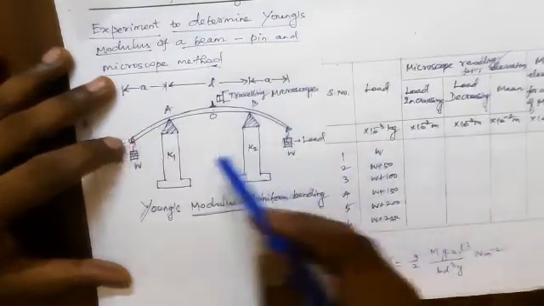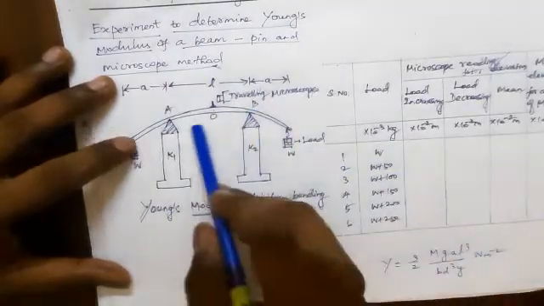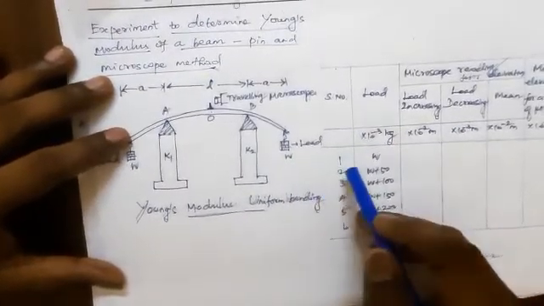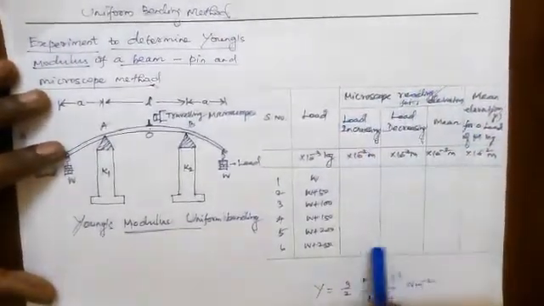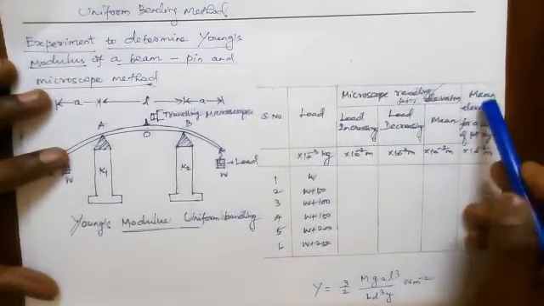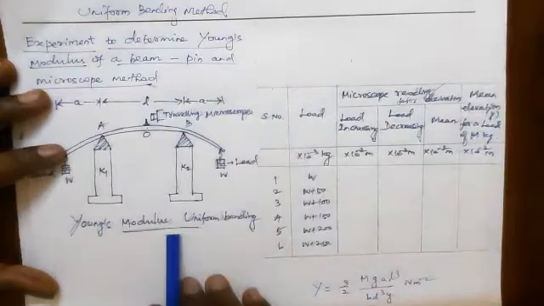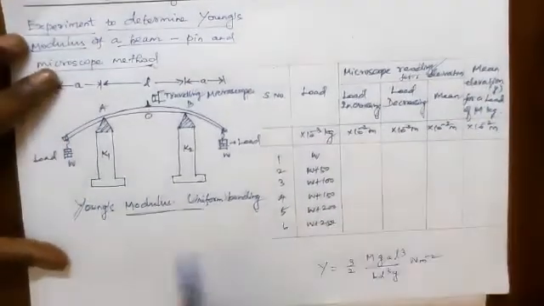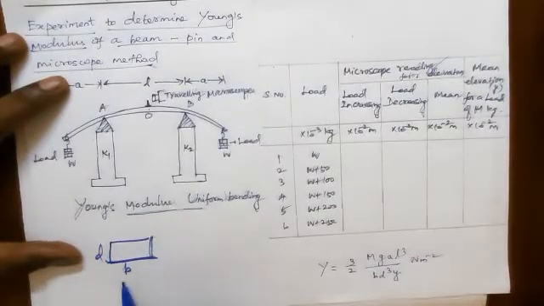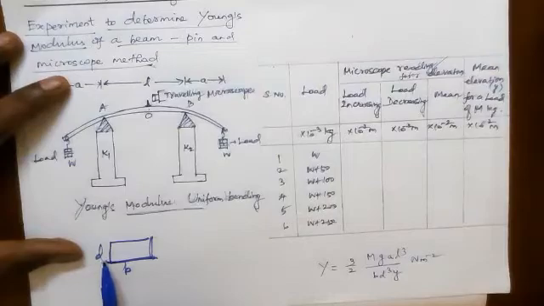Here we increase the load step by step, W plus 50, W plus 100, step by step. We note the traveling microscope reading. The experiment is repeated also for decreasing load. From this tabulation, the mean elevation value is noted. This is a rectangular beam, therefore the breadth value is measured by using vernier caliper and thickness value is measured by using screw gauge.